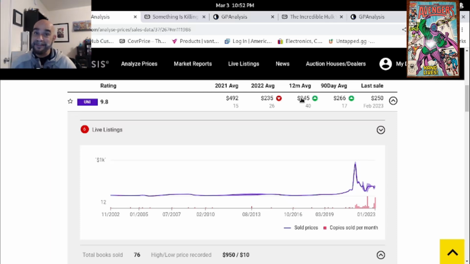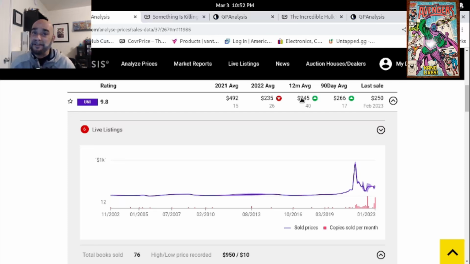You could probably get this book for under $200 again. I don't think it'll ever dip below $180 again, and that's what I think about this book. Do I think this book has great long-term potential, spec potential for the future? Yes. It's a Bronze Age key, or I guess you can go early modern, late Bronze Age key, and it is a minor key, the first appearance of the Council of Kangs.